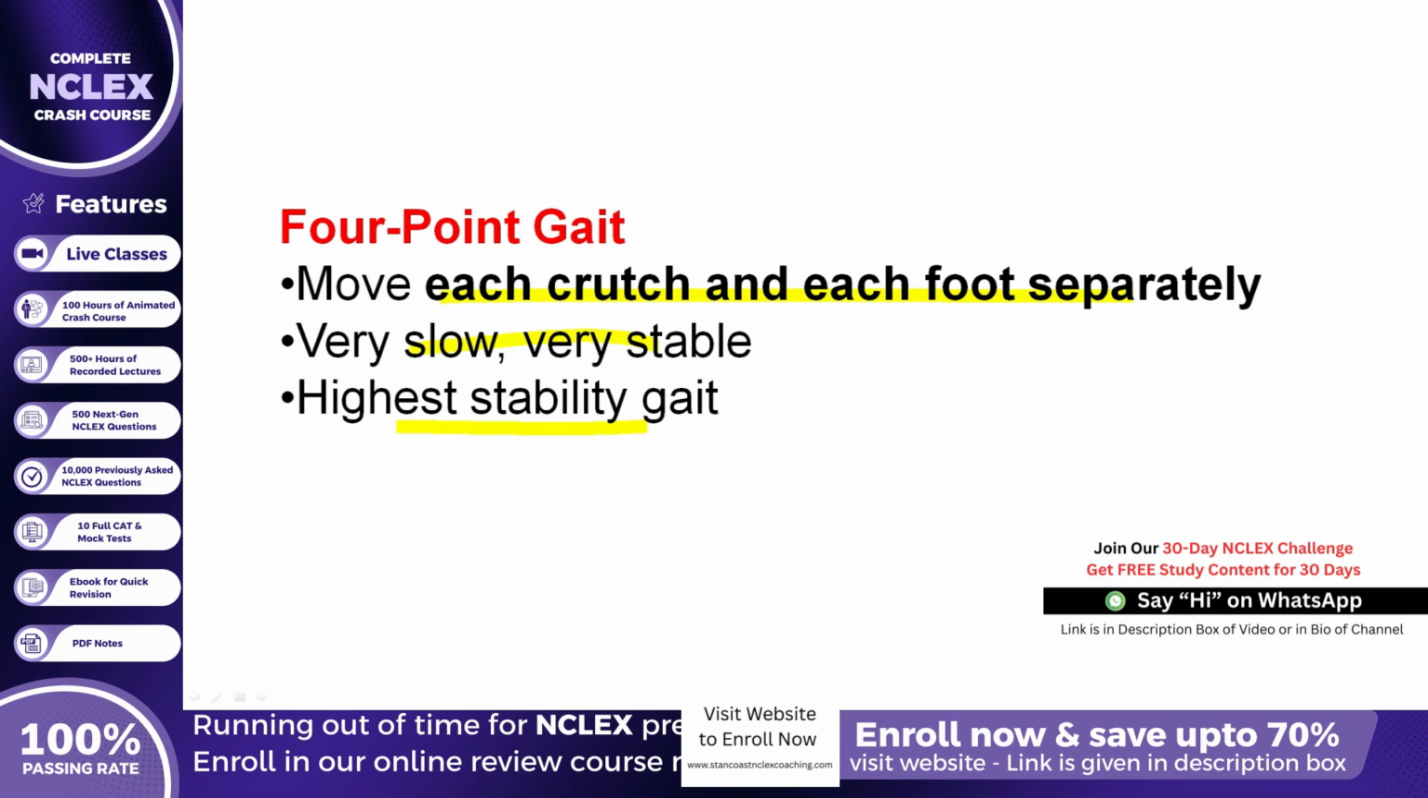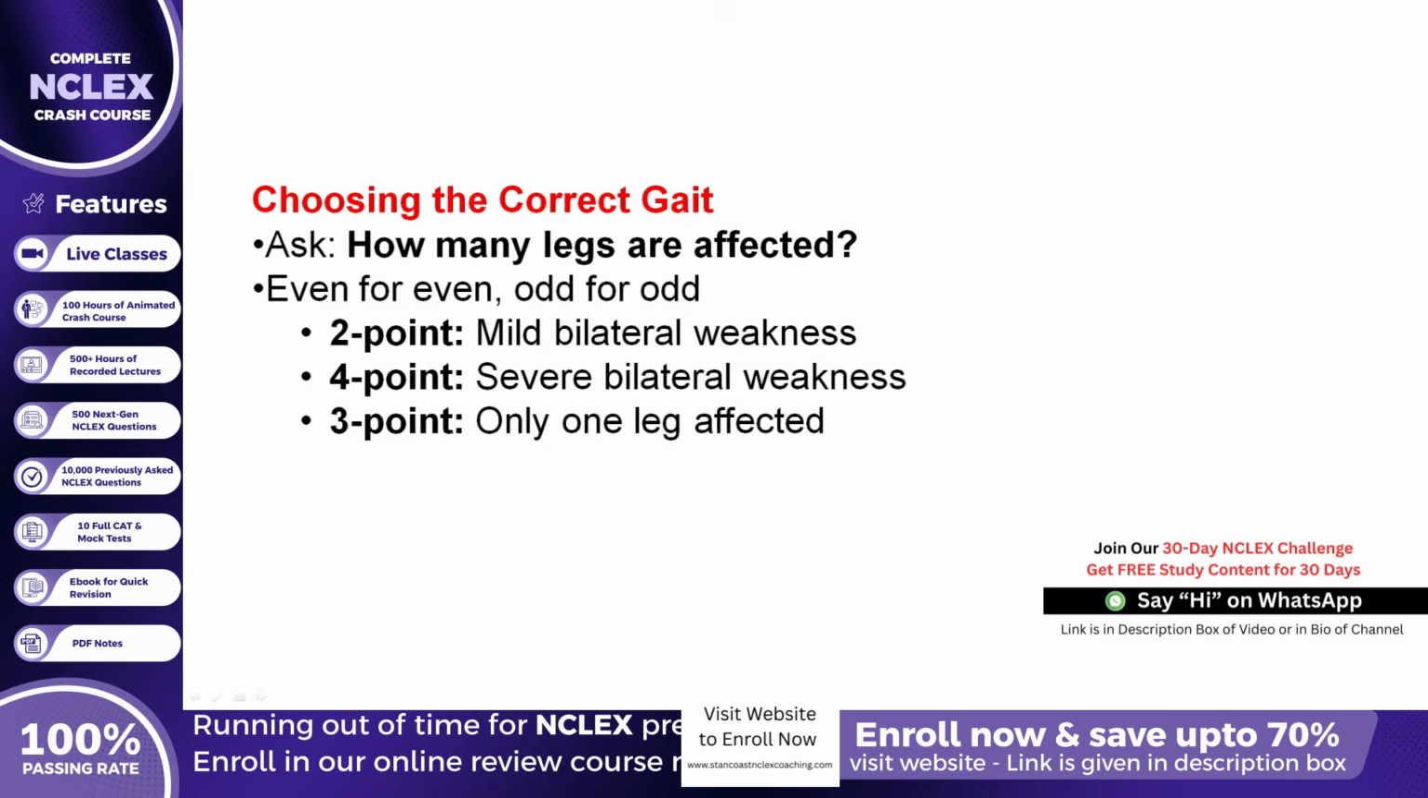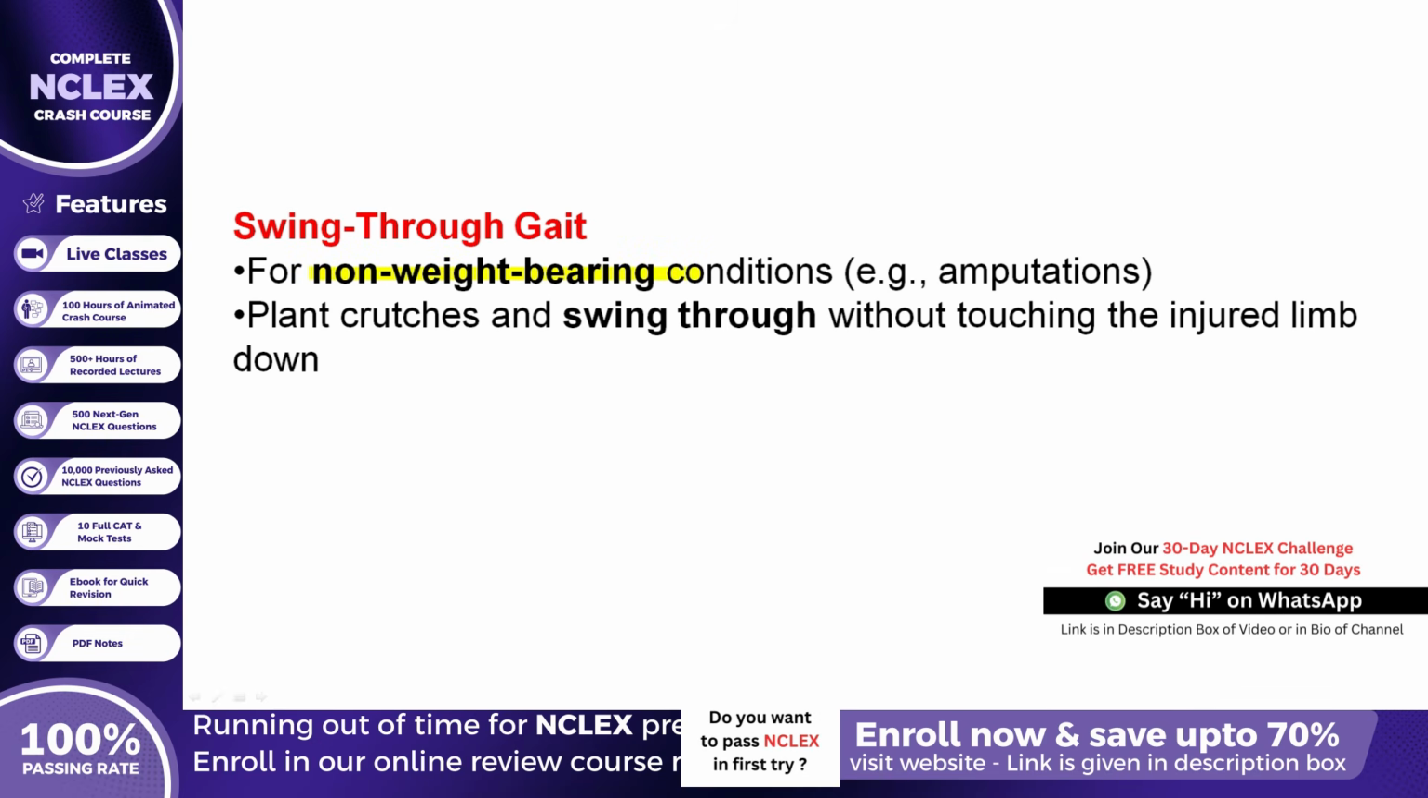Next, we shift to the swing-through gait, which is used for non-weight-bearing conditions such as amputations. In this gait, the client plants the crutches and swings through without touching the injured limb down, allowing safe movement without bearing any weight on the affected side.